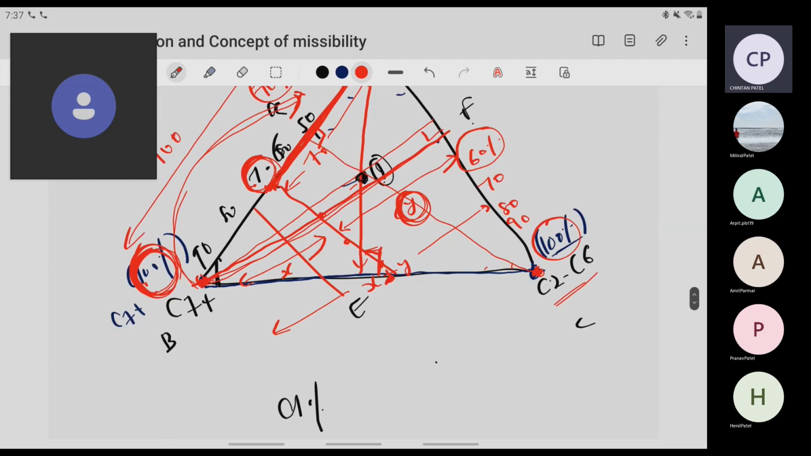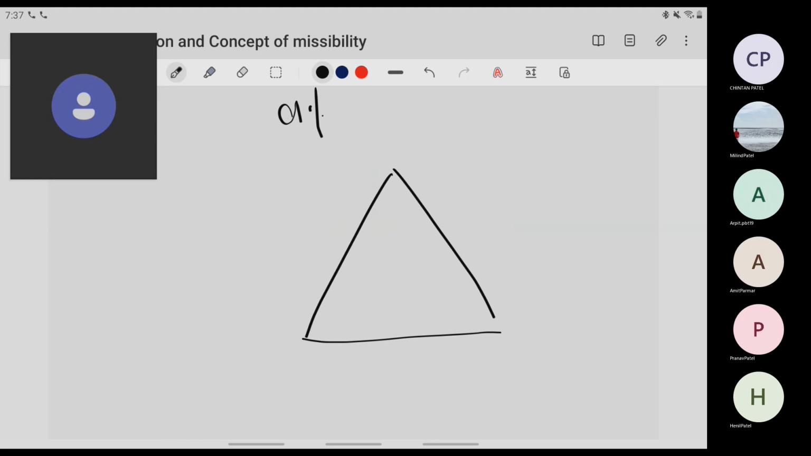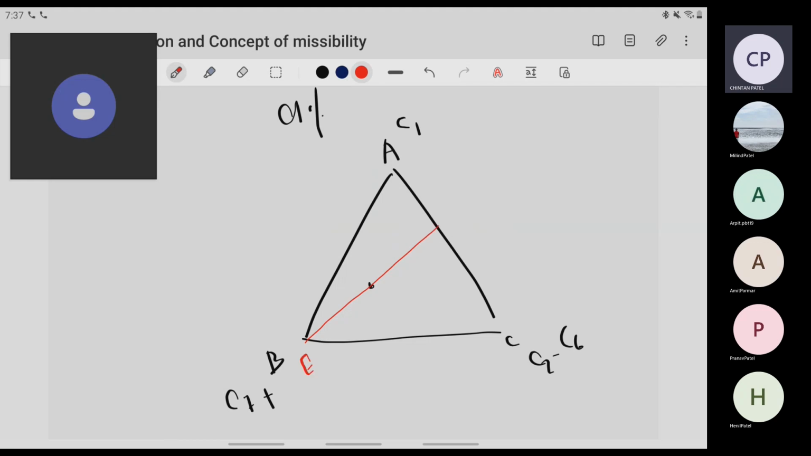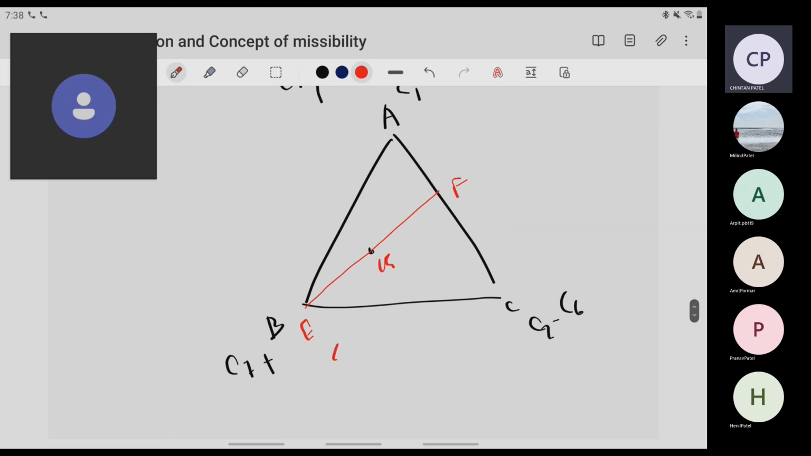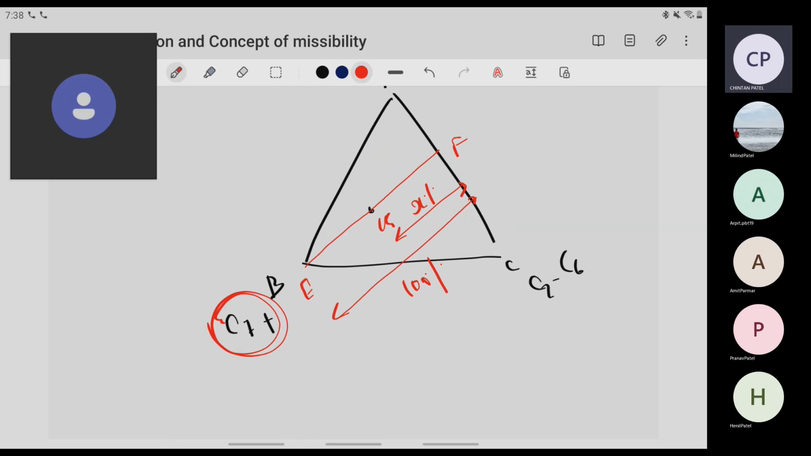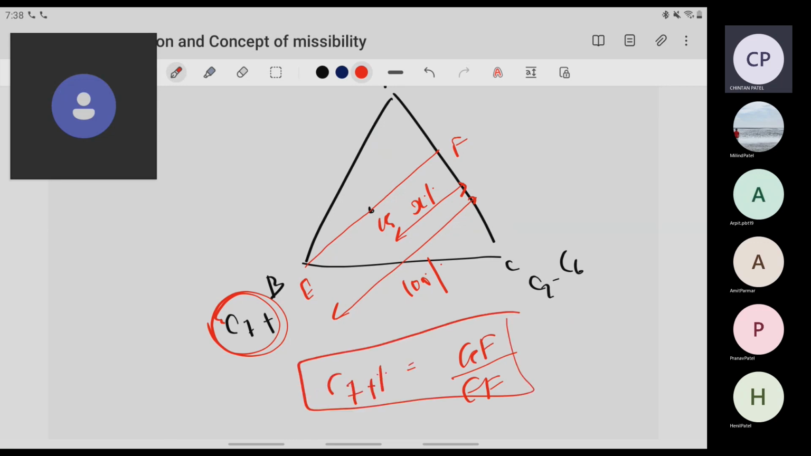Same way, let me draw another figure. This is my point. Then I will draw a perpendicular line, EF, and this is G. Then what will be the percentage of C7 plus? If this entire length is 100%, then this is my actual X%. Total is EF length and my length is GF, so C7 plus percentage is equal to GF by EF. Have you got this? Yes or no? Yes, sir. So this is the inverse rule itself.